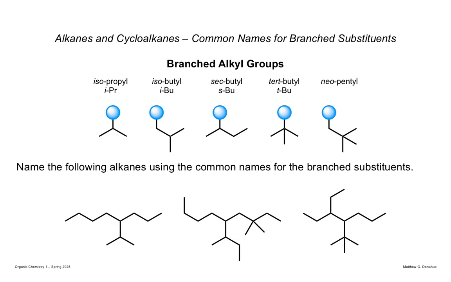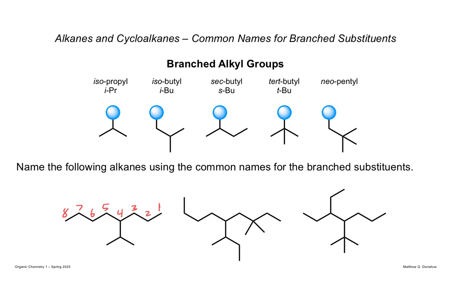So I think we have some questions here. It says name the following alkanes using the common names for branched substituents. We'll do the one on the left. So I can just tell by looking where I want to start numbering this chain. I want to start it on the right here as 1, 2, 3, 4, 5, 6, 7, 8. So that tells me it's an octane.